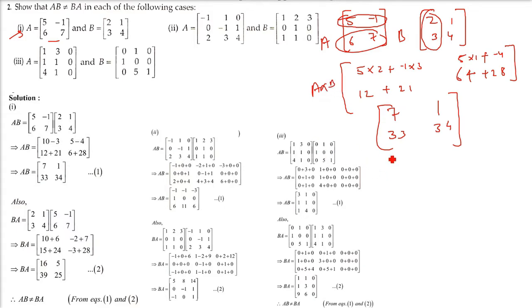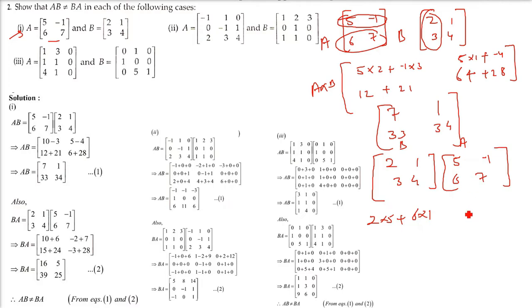We'll do it same for B cross A, same multiplication, but now B multiplied by A. And normally AB is not equal to BA. You will see it. So this is B and A now. 2, 1, 3, 4. This is 5 minus 1, 6, 7. So first row and first column. So 2 into 5 plus 6 into 1. Then 2 into the first row, second column. 2 into negative 1 and 7 into 1.